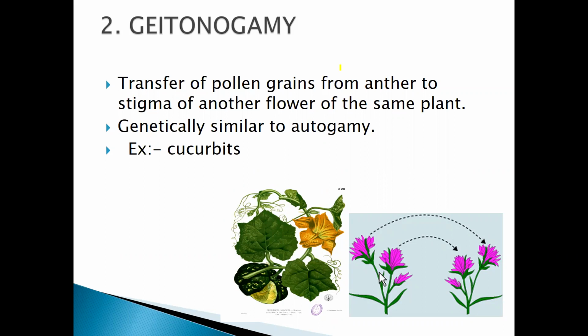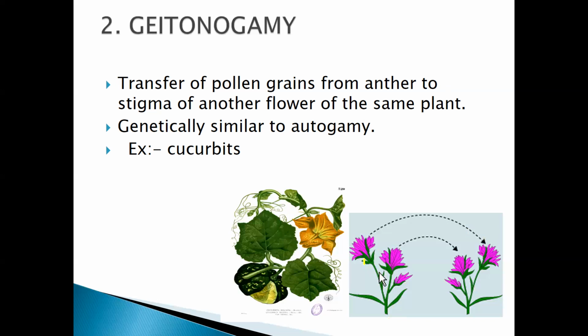Transfer of pollen grain from the anther to the stigma of another flower of the same plant. Clear? Now you need to remember the definition. It doesn't take place within the same flower, students, but between flowers present on the same plant. Now, this is one plant. There are 2 flowers in one plant.